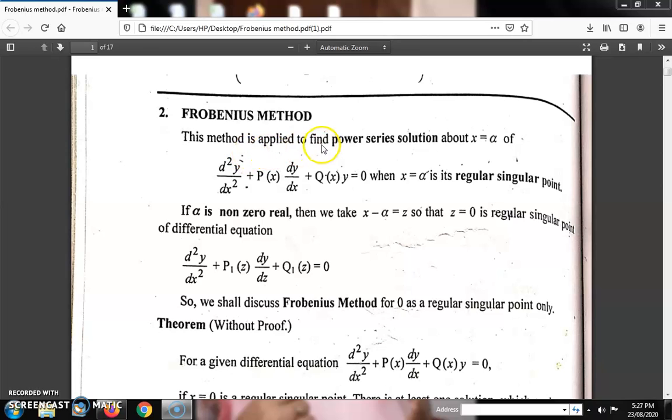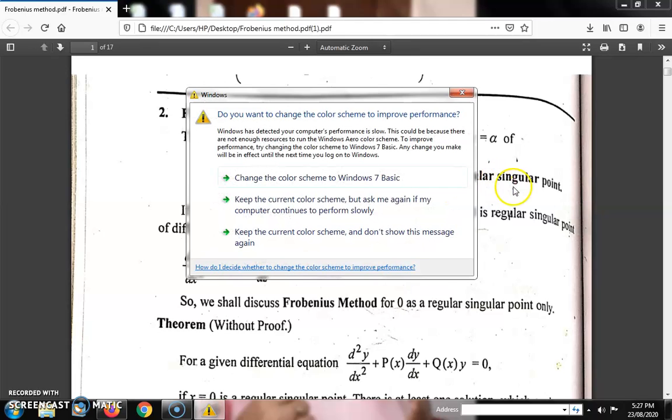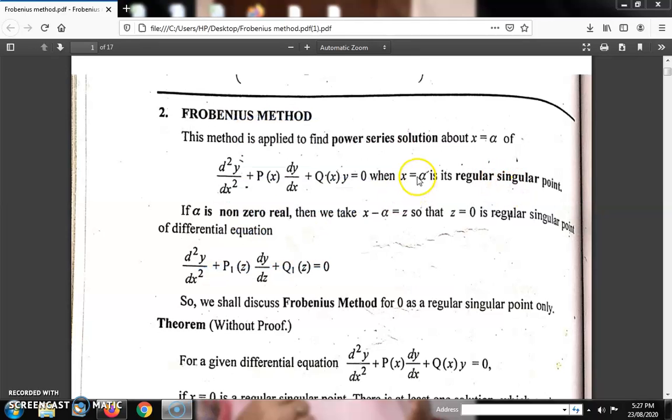This method is applied to find the power series solution about x equals alpha of the differential equation, when x equals alpha is a regular singular point. If alpha is a non-zero real number, we can take x minus alpha equals z, where z equals 0 will then be a regular singular point.